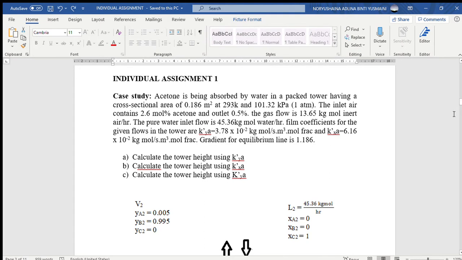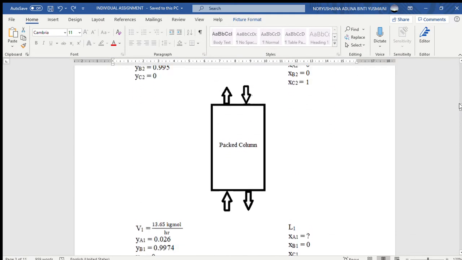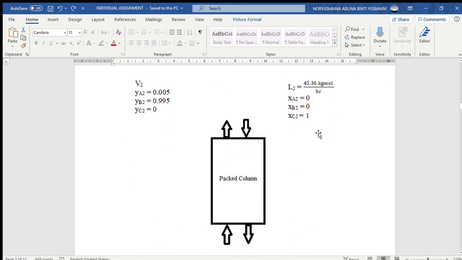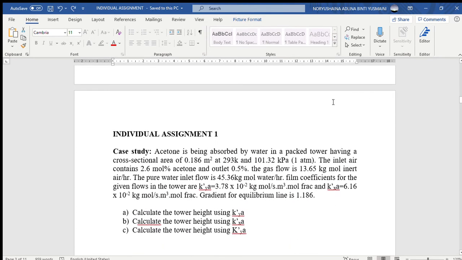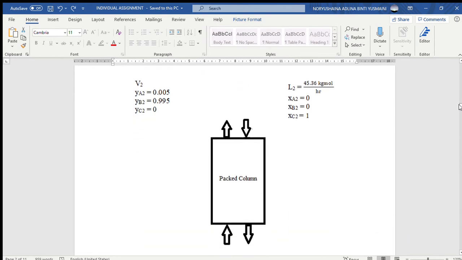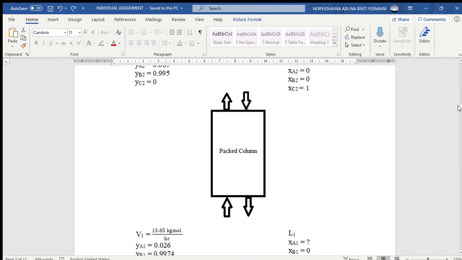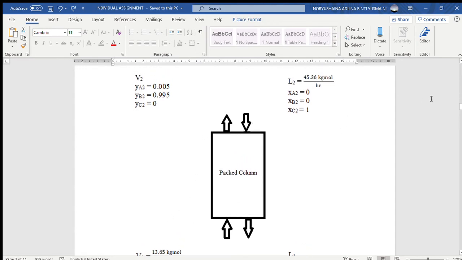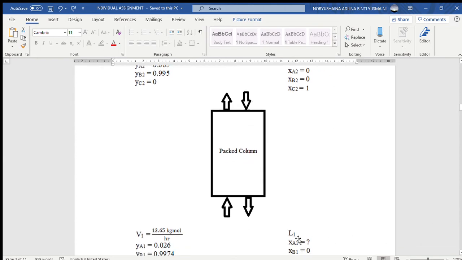To aid me to understand more about this question, I drew a diagram. This is a general gas absorption diagram, and I also extracted all the information given from the question into this diagram. As for the packed column diagram, it has a gas inlet flow denoted as V1 and the gas outlet flow denoted as V2. The liquid inlet flow is denoted as L2 and the liquid outlet flow is denoted as L1.